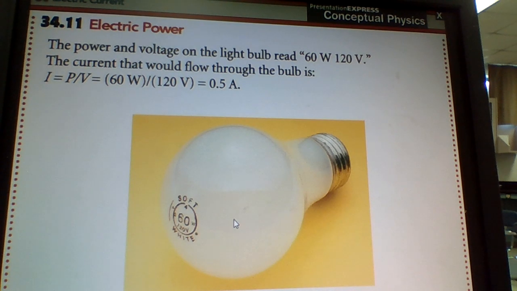And so if you look at your ordinary light bulbs, what you'll see typically is 60 watt, 120 volt. That's the rating that is on your bulb. The power and voltage would tell us the current that would pass through it. If we rearrange power equals I times V into I equals P divided by V, then we take that 60 watts divided by 120 volts, and we would be passing half an amp of current through that particular bulb.